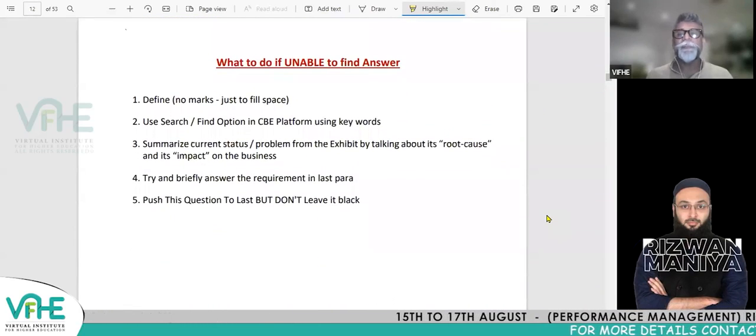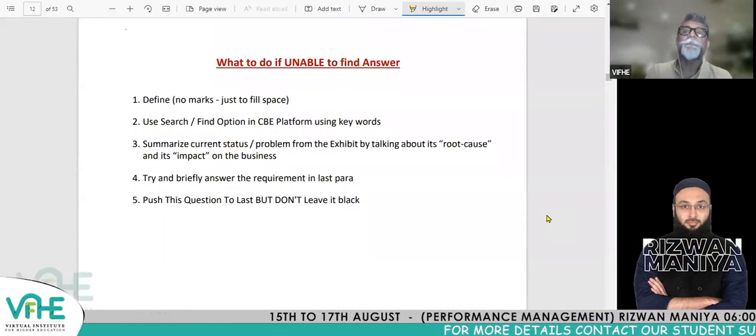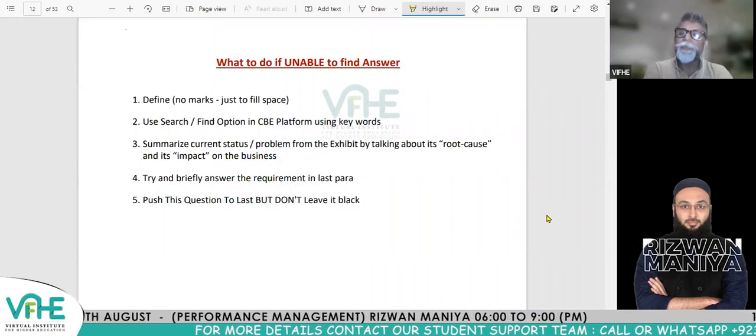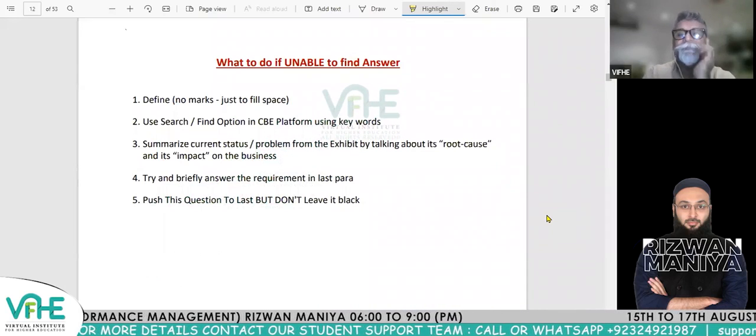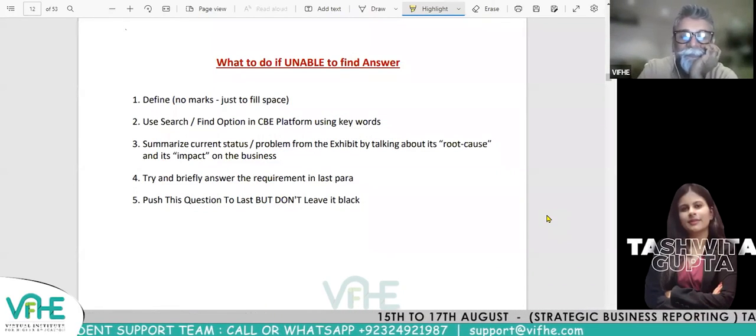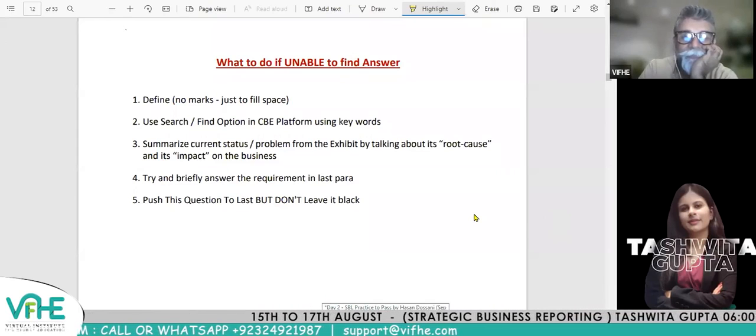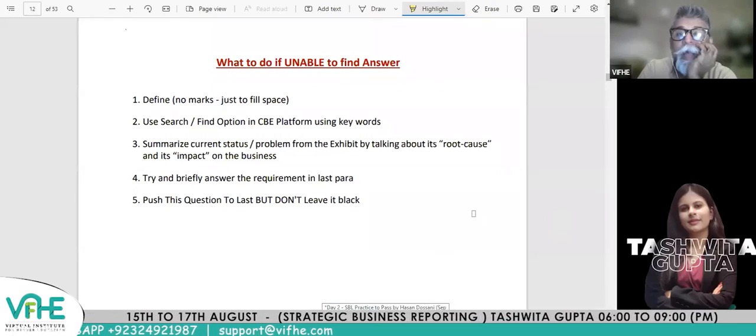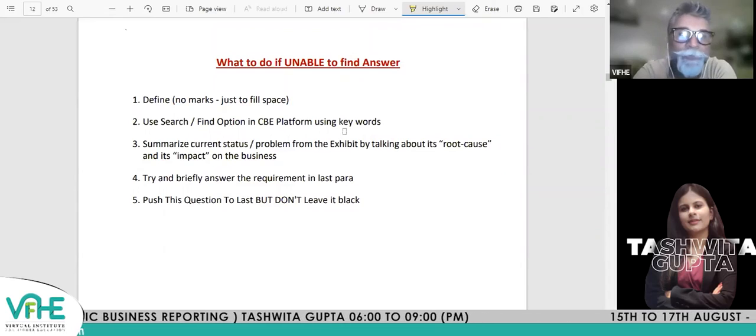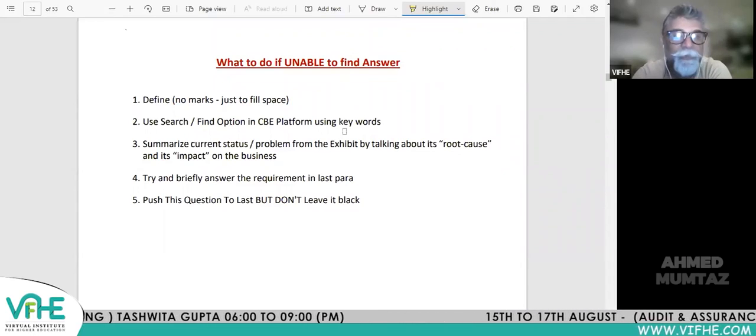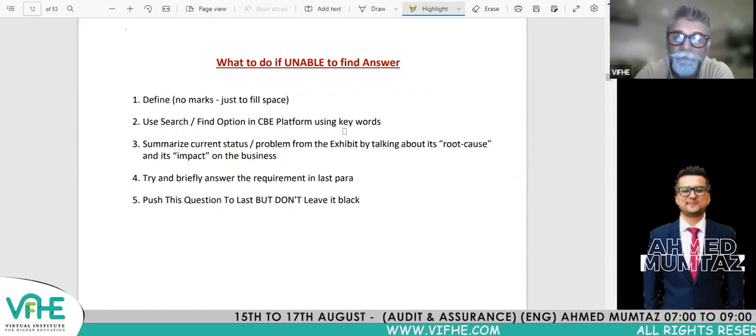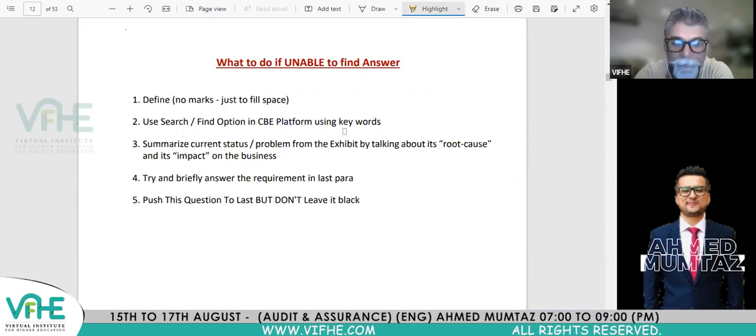Now, the most interesting slide. What to do if unable to find answer? You guys, do you think this will happen to you? Hmm? You guys think that this is a possibility? Yes, it's a very high possibility in SBL subject, especially in the last 3-4 attempts. I have been getting feedback that the examiner is not providing sufficient information. So it is a possibility. So what to do?